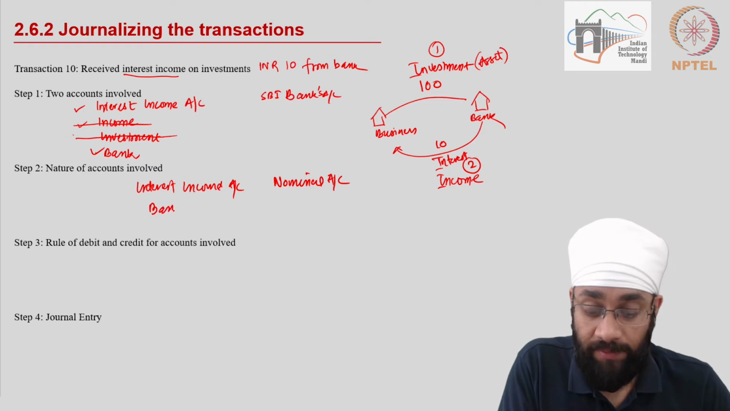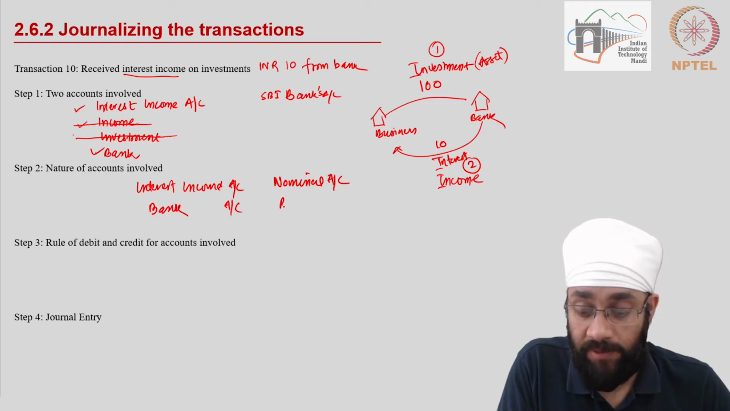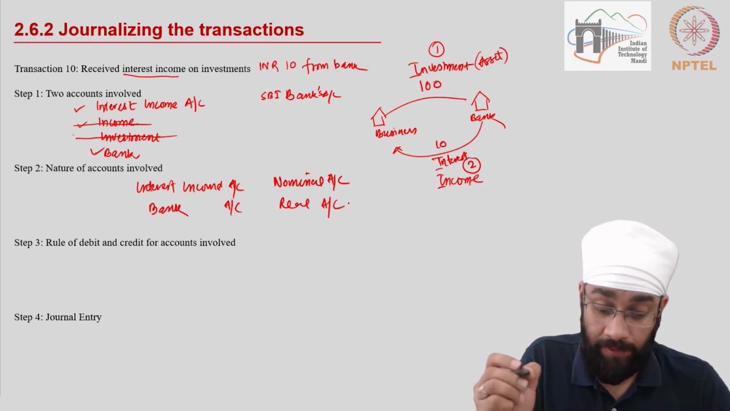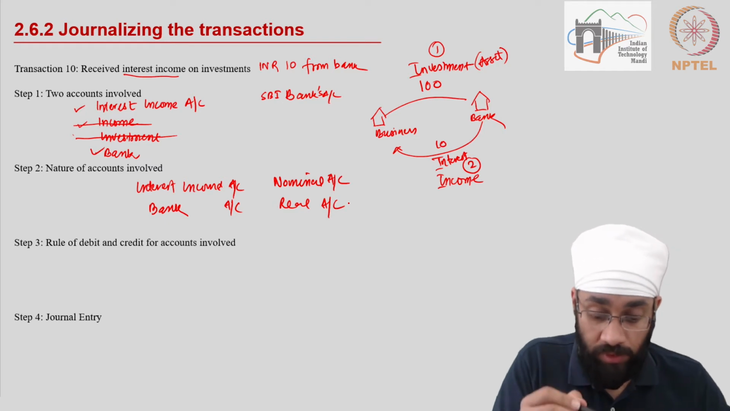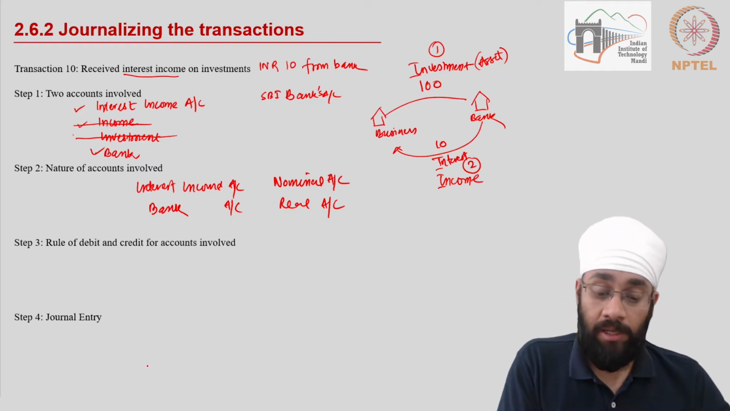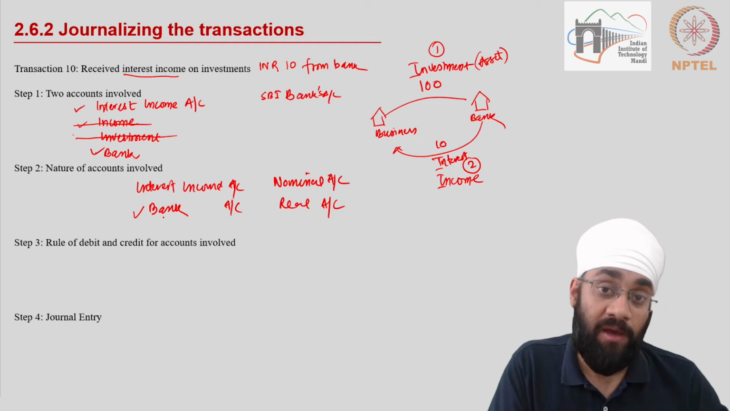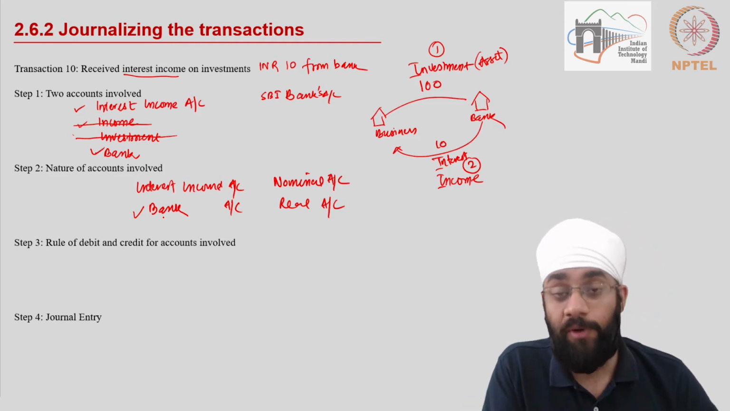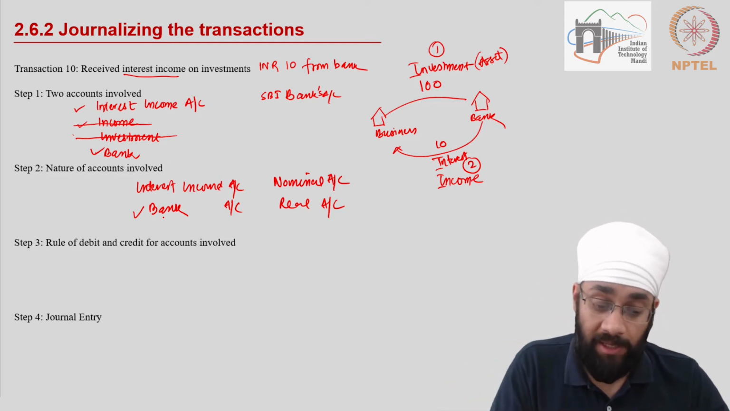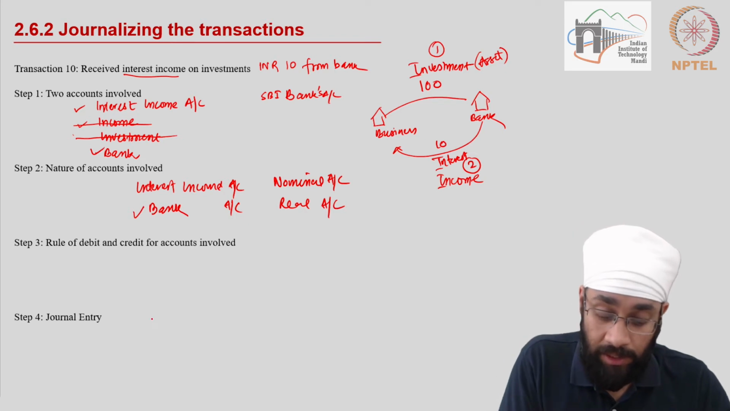The other one is bank, which we have done so many times, the real account. Okay, let me skip the rules and directly write the journal entry. Bank is coming in, real account, debit what comes in. Bank balance is coming in because you're receiving this money.